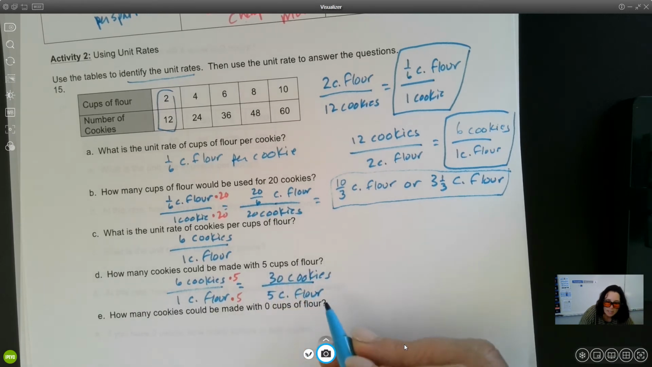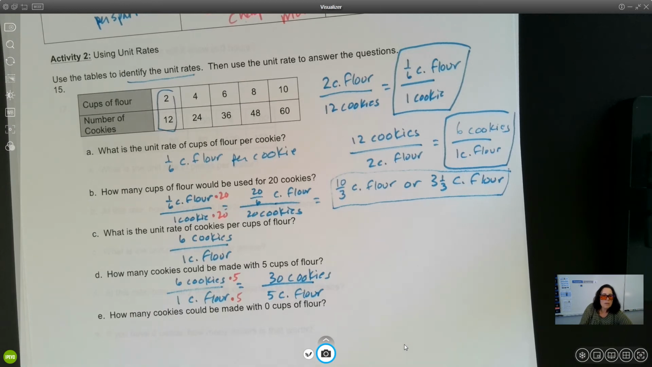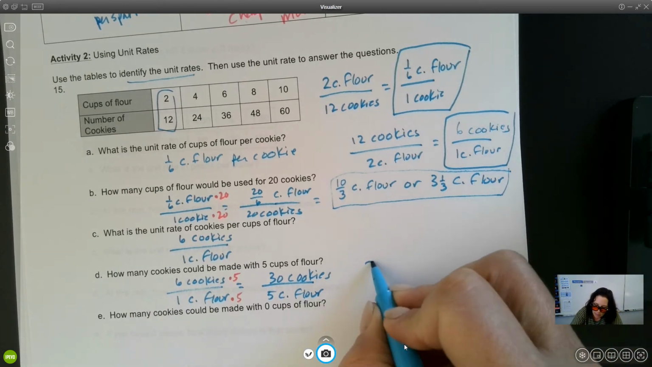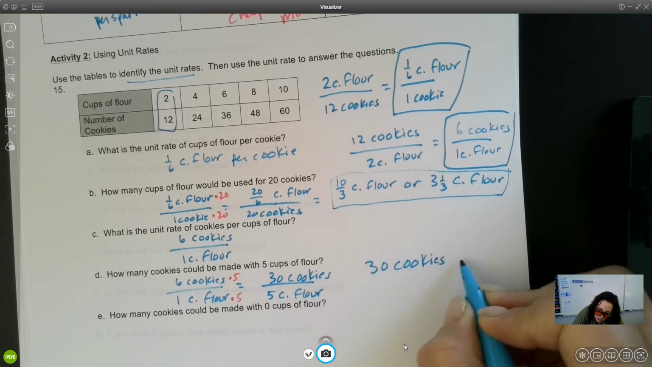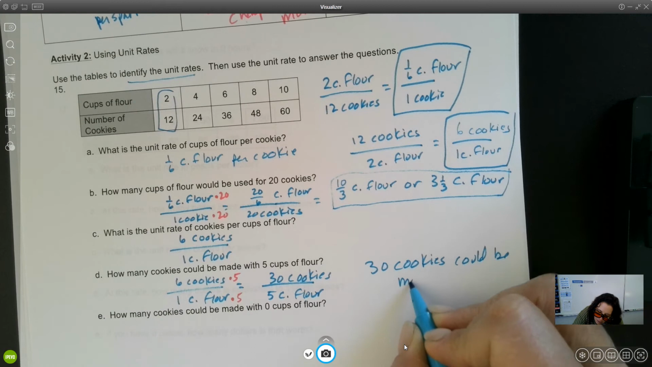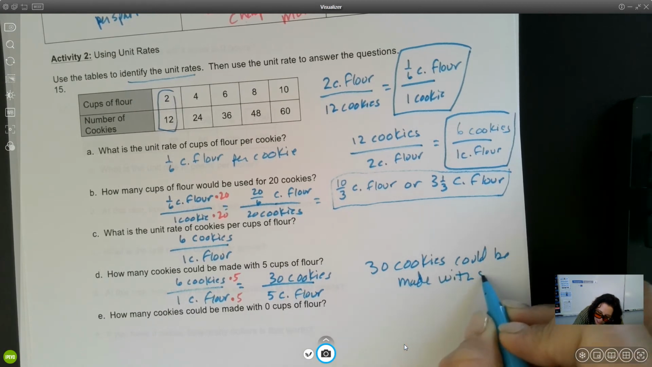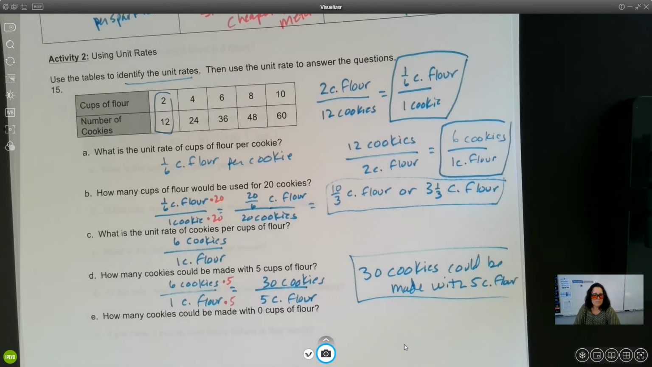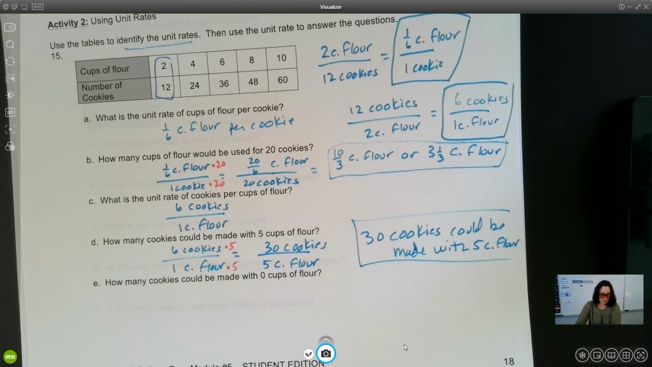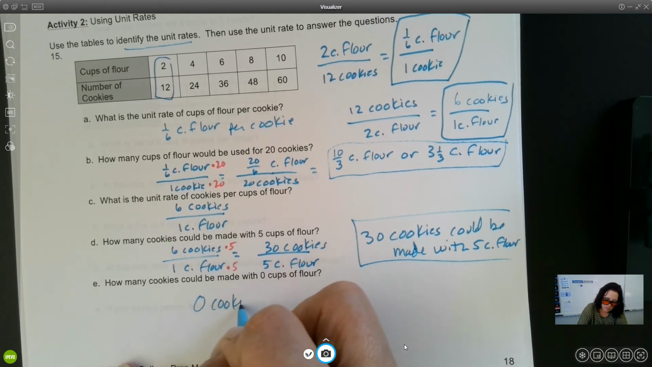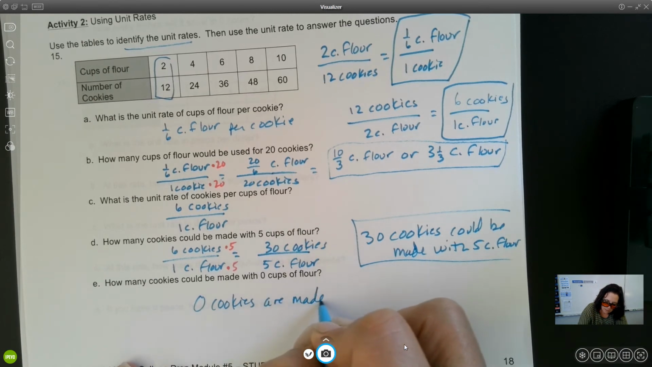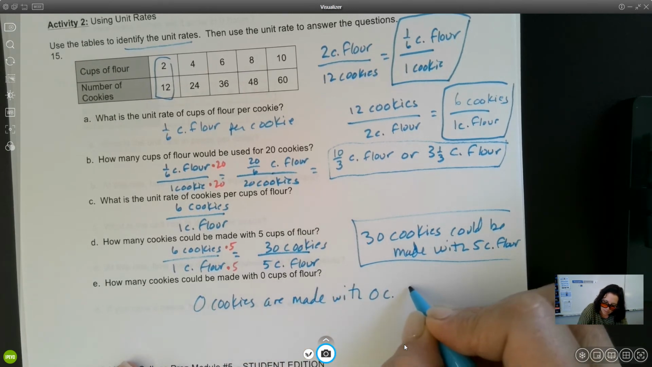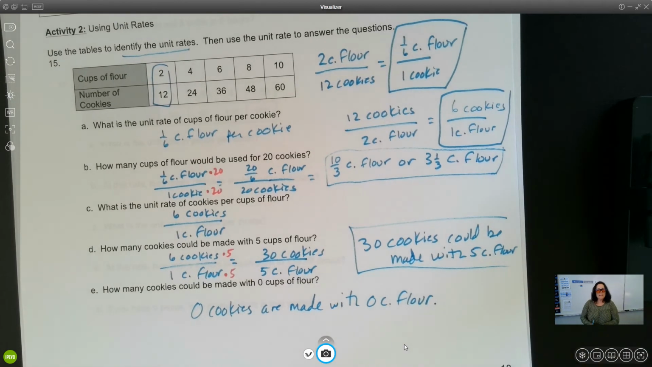Please don't leave your answer like this. You haven't answered the question. It says how many cookies could be made with 5 cups of flour? 30 cookies could be made with 5 cups flour. How many cookies could be made with 0 cups of flour? 0 cookies are made with 0 cups flour. If you understand that one, you're going to be great on the test. Okay, let's do another.